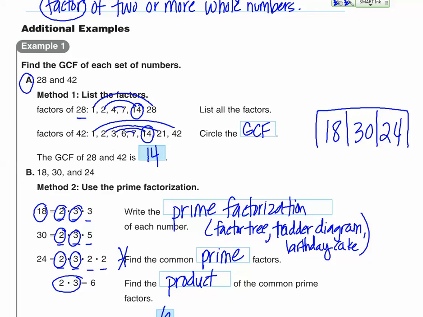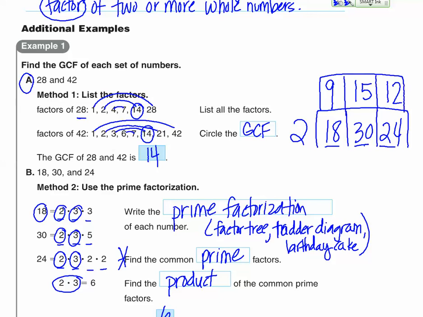Just like we did with the ladder diagram and birthday cake, start with the smallest prime number, which is 2, and ask yourself, does 2 divide evenly into 18, 30, and 24? It does, because they are all even. So I'm going to divide these. 2 goes into 18 9 times, just like a division problem. 2 goes into 30 15 times, and 2 goes into 24 12 times, just like we did the birthday cake. So there I made another layer of my birthday cake.